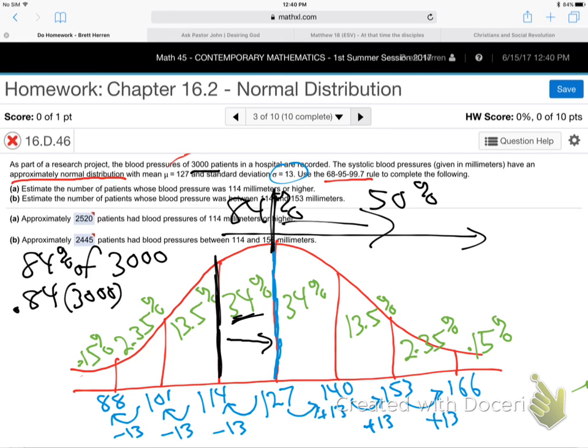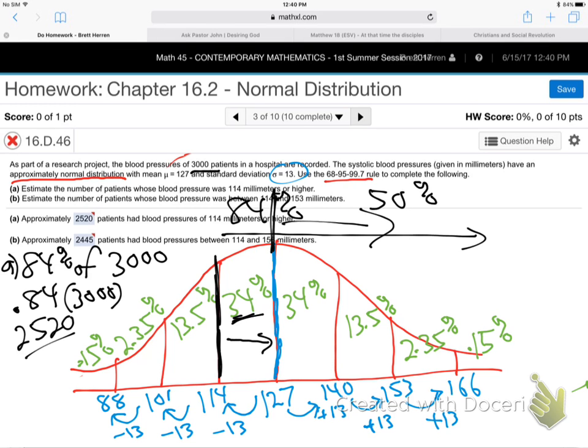Is that good? And that must come out to be the 2520 number for part A. That's all part A. Then we'll do part B. But everybody okay with that one?